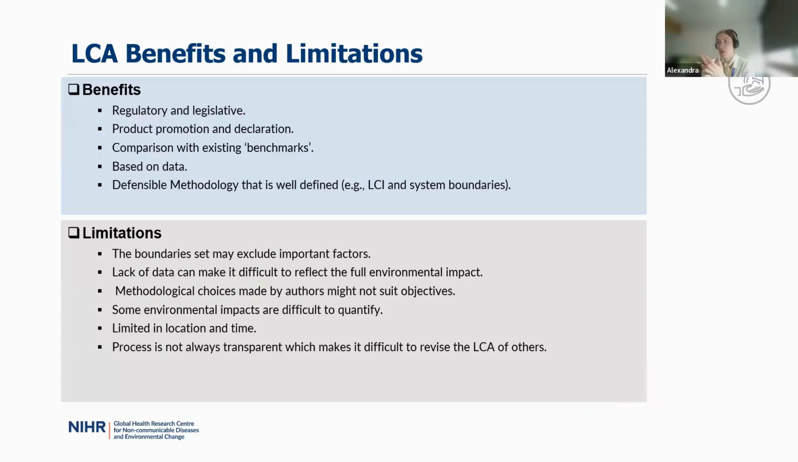Then, we've briefly touched on the benefits and limitations. We're going to revisit them now that we have all the procedure in mind, that we know what all the steps are, what the considerations are. The benefits are that it can be great for regulatory and legislative purposes because it's based on data. That is oftentimes a good way to support your proposition, and in a way that is not subjective, but is objective, based on the data.